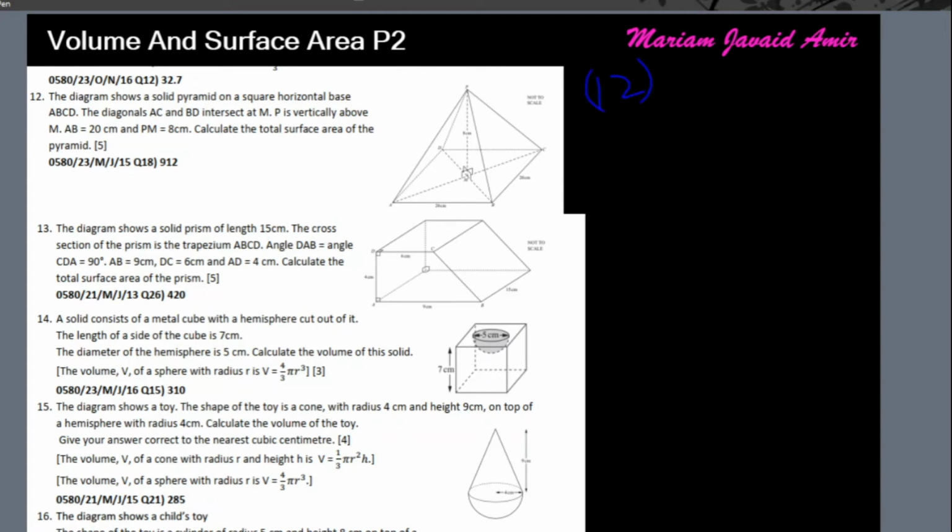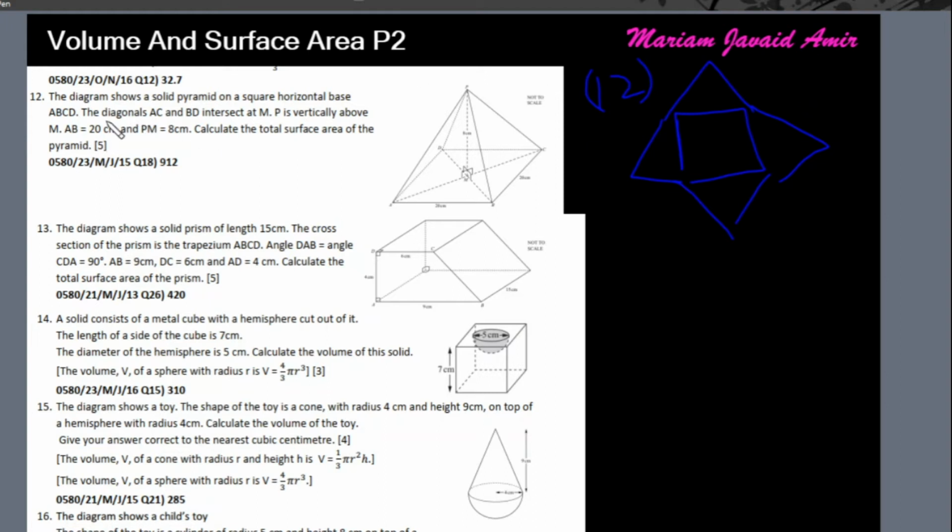The diagram shows a solid pyramid on a square horizontal base ABCD. The diagonals AC and BD intersect at M. P is vertically above M. AB is 20 and PM is 8. Calculate the total surface area of this pyramid. If I make the net, the surface area will be the area of the square in between, then the area of these four triangles. All these triangles are equal in size, so I'll find the area of one triangle and multiply it by 4.